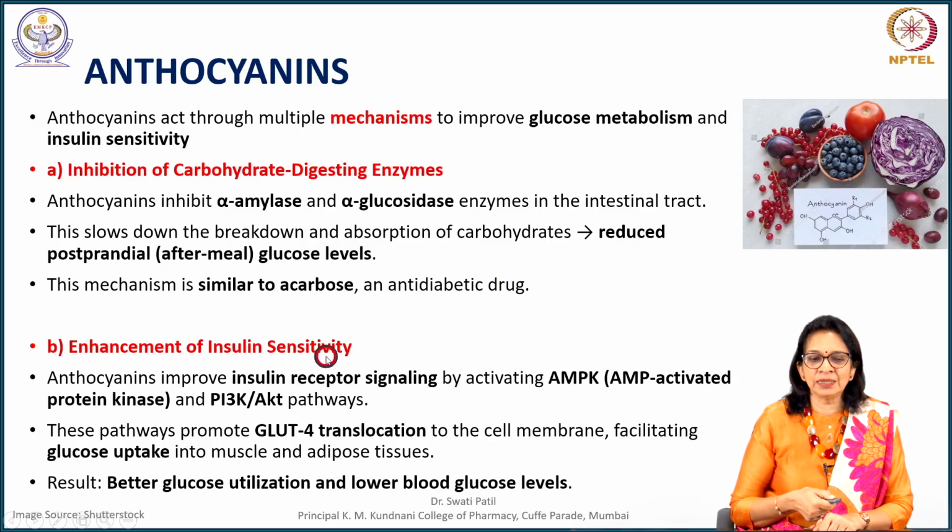Enhancement of insulin sensitivity is seen with the use of anthocyanins. They improve insulin receptor signaling by activating the AMP activated protein kinase and the PI3K pathways. These pathways promote GLUT4 translocation to the cell membrane, facilitating glucose uptake into the muscle and adipose tissue. The result is better glucose utilization and lower blood glucose levels.